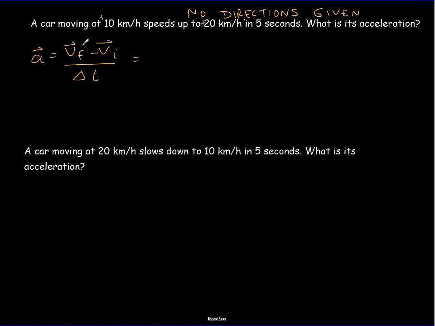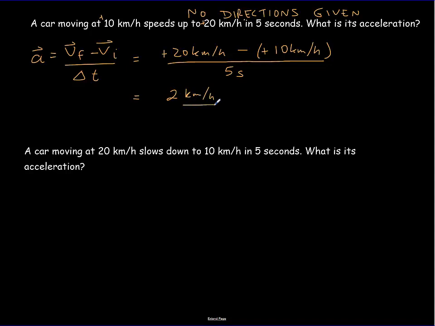So our final velocity would be plus 20 kilometers per hour, and our initial velocity would be plus 10 kilometers per hour. And that change in speed takes place over 5 seconds. So that's your time interval. So we plug in and we get an answer there of 2 kilometers per hour of speed gained every second. So acceleration is really a vector. If I want to put in the direction, I would say in the same direction as original motion.